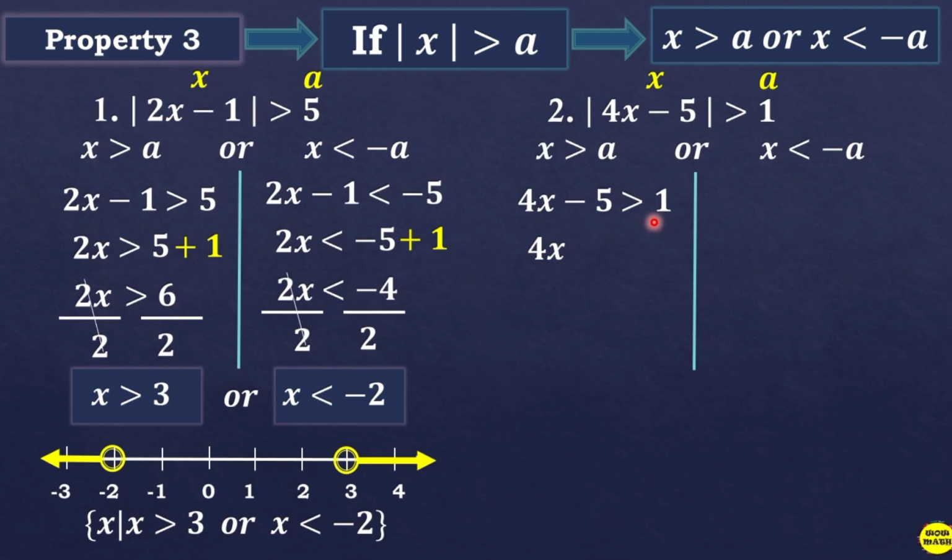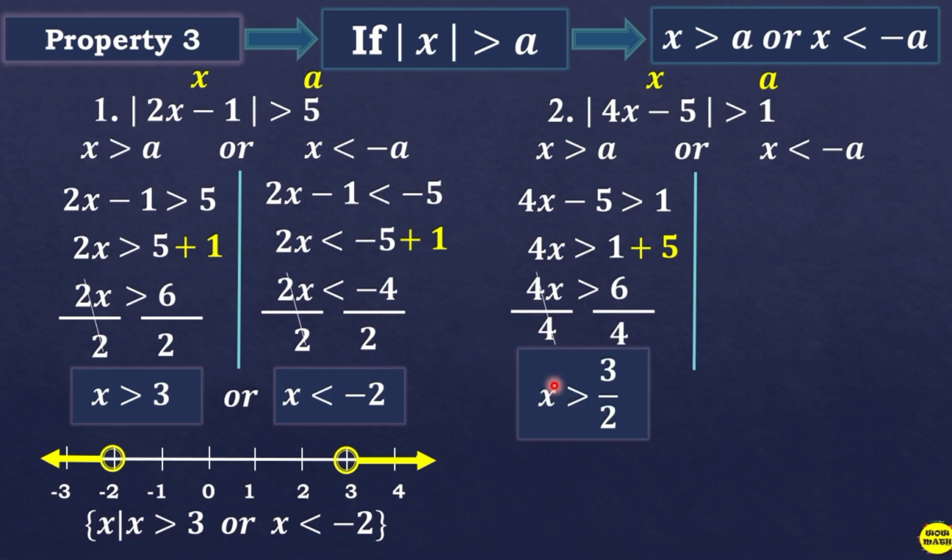Next, 4x minus 5 is greater than 1. Lipat natin ito, transposition, plus 5. Okay, so 4x is greater than 1 plus 5 is 6. Divide both sides by 4. So, this is cancel. So, x, okay. So, this is a fraction, no? So, 6 divided by 4 cannot be. So, ilo-lowest term na lang natin siya. And that is 3 halves. Kasi, ano ba ang greatest common factor niya? 2. So, 6 divide 2 is 3. 4 divide 2 is 2. So, therefore, our x is greater than 3 over 2 or 3 halves.